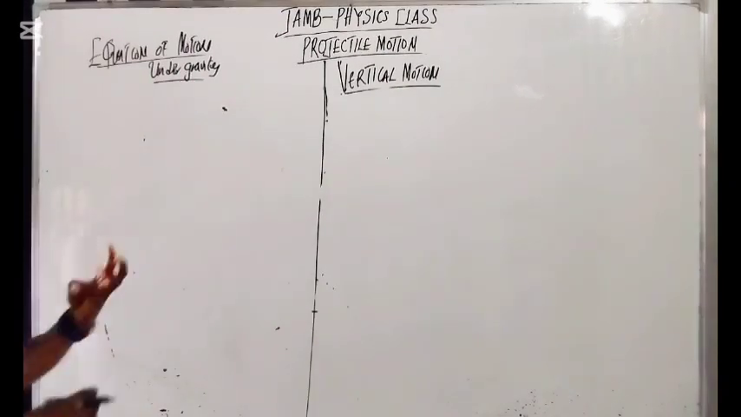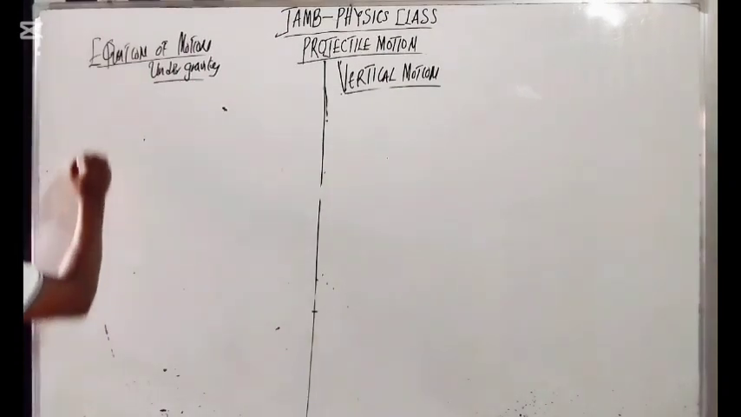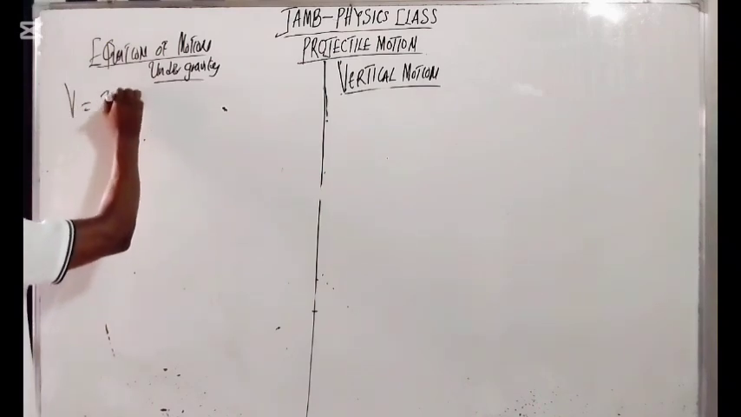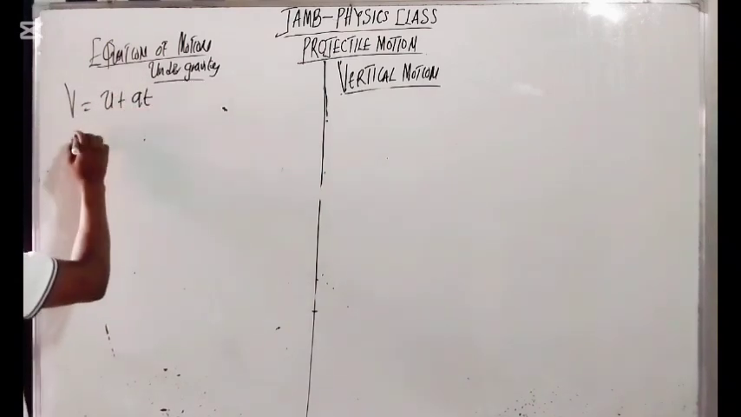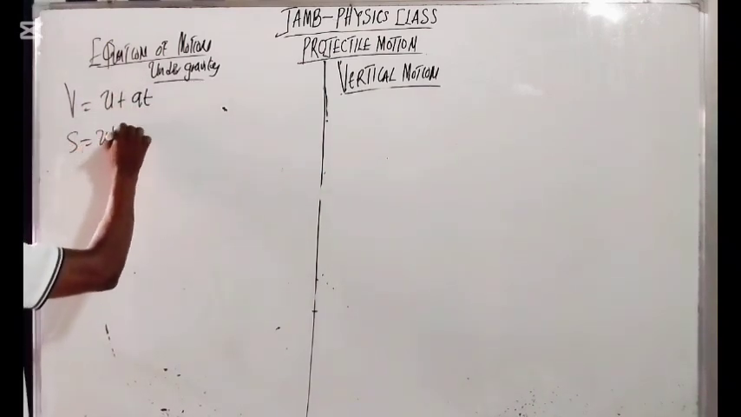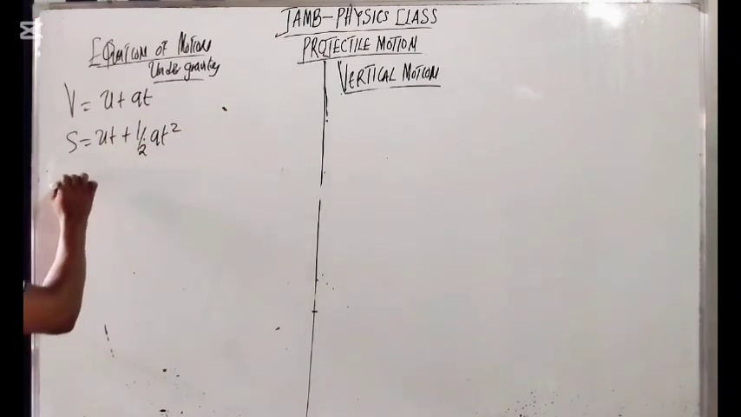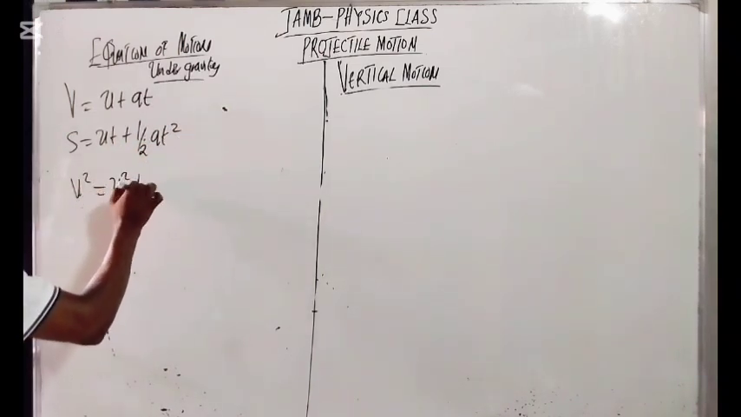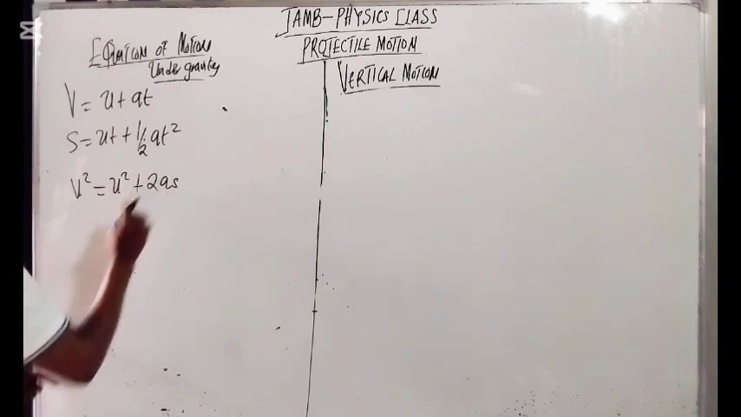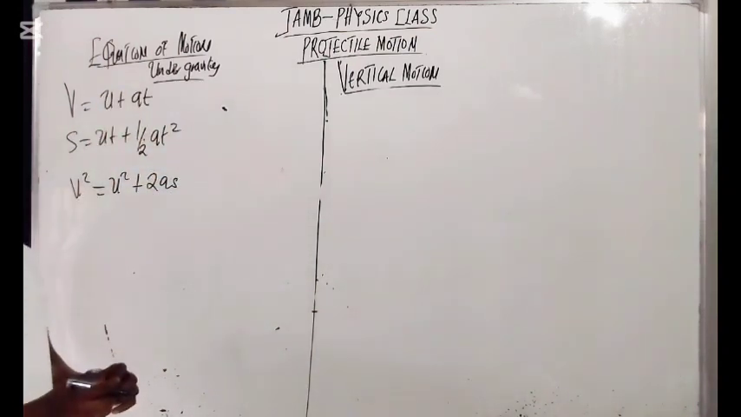So remember we have three equations of motion. The first one is v equals u plus at, right? Here we have x equals ut plus half at squared, right? Here we have v squared equals u squared plus 2ax. Now this is called linear motion, right?